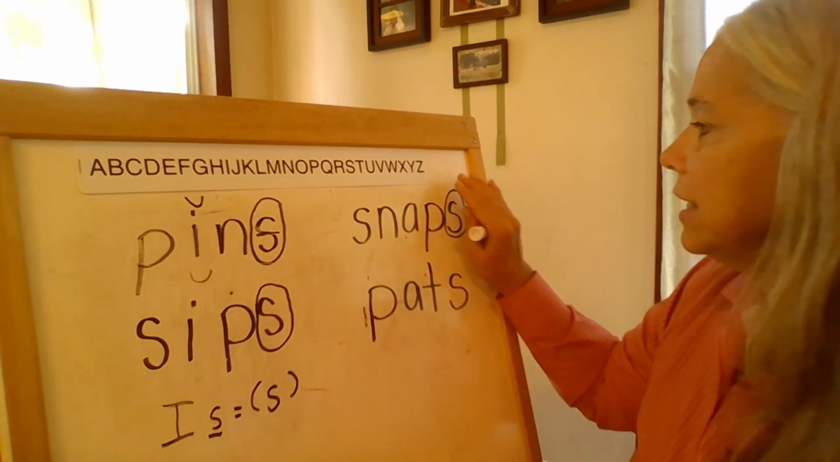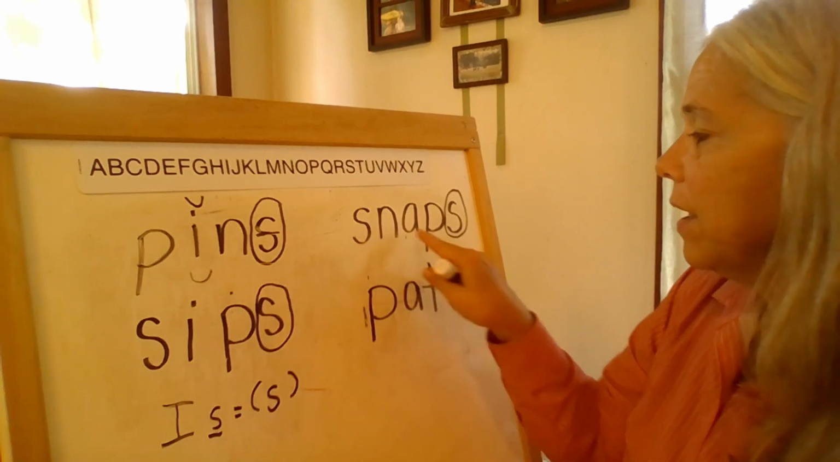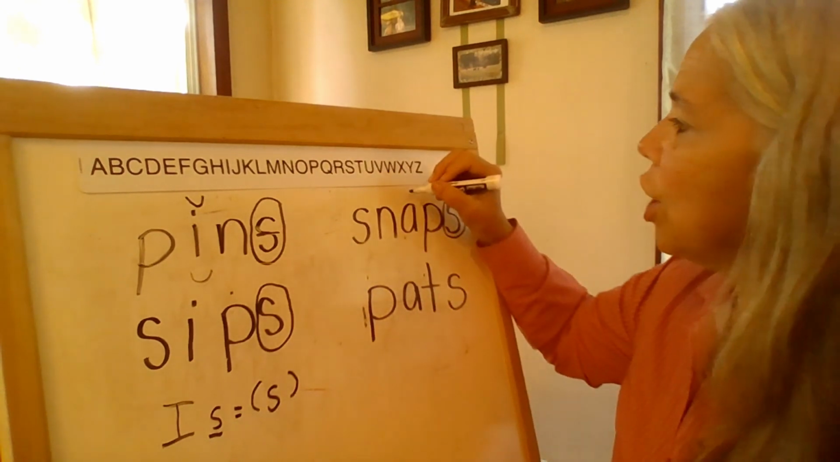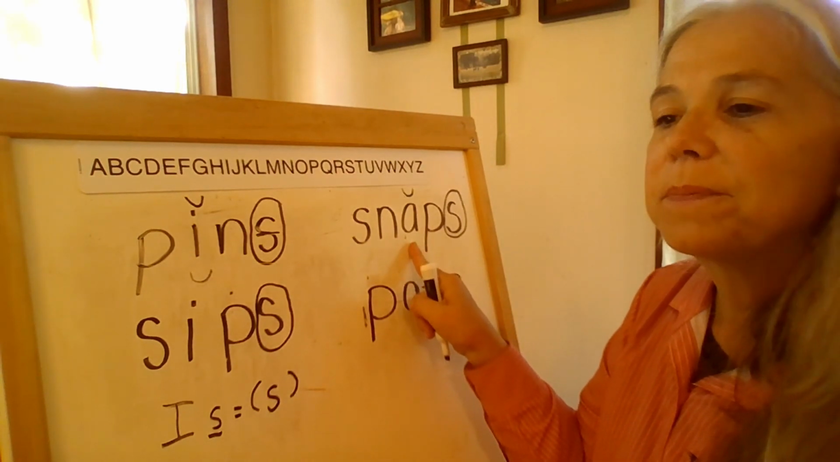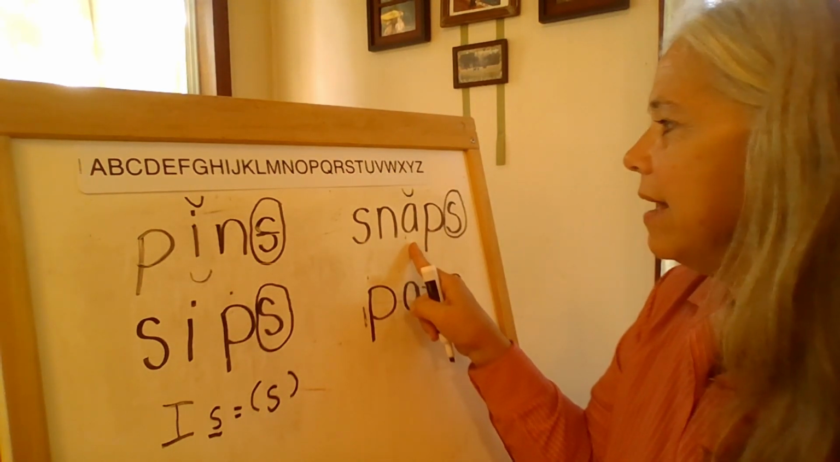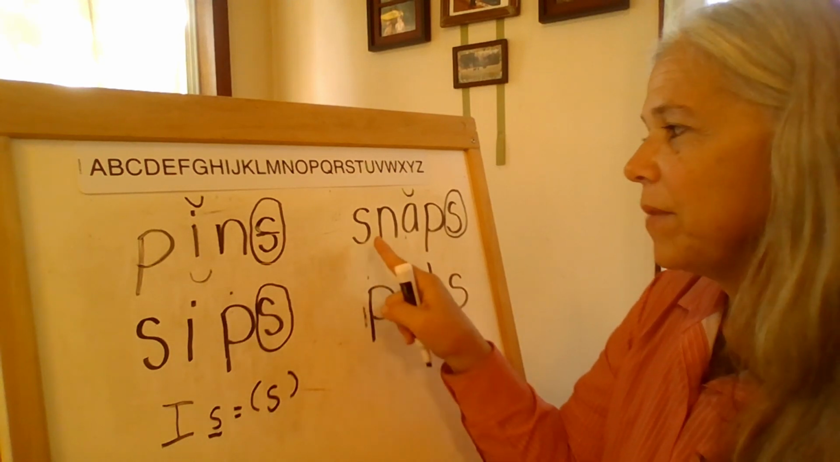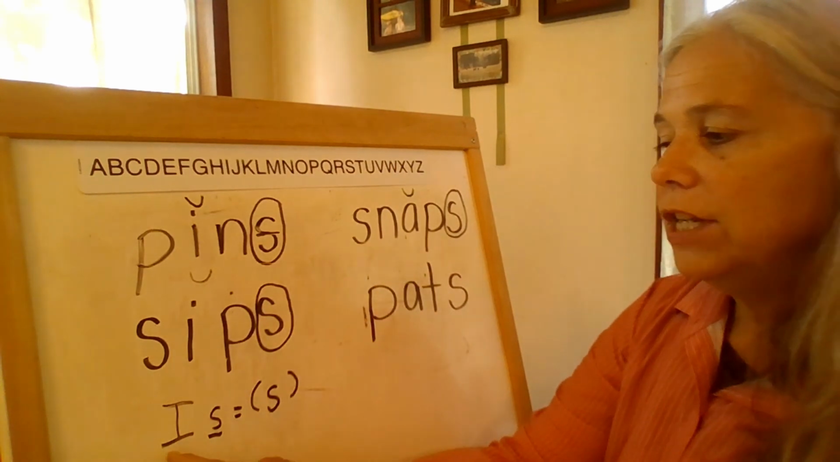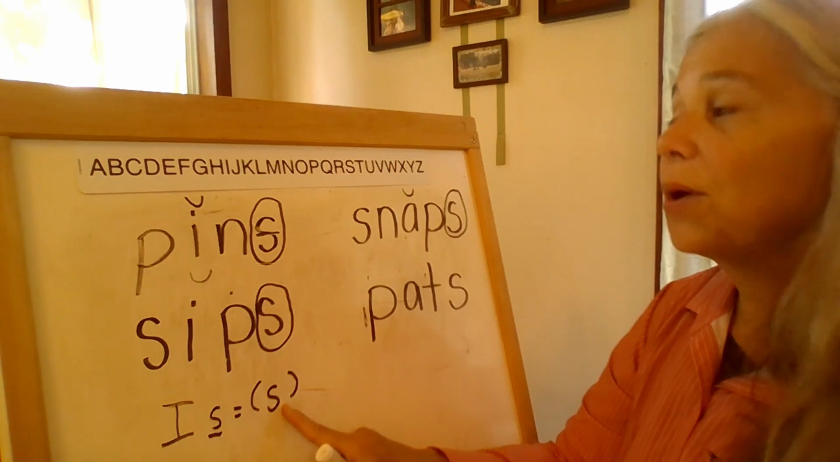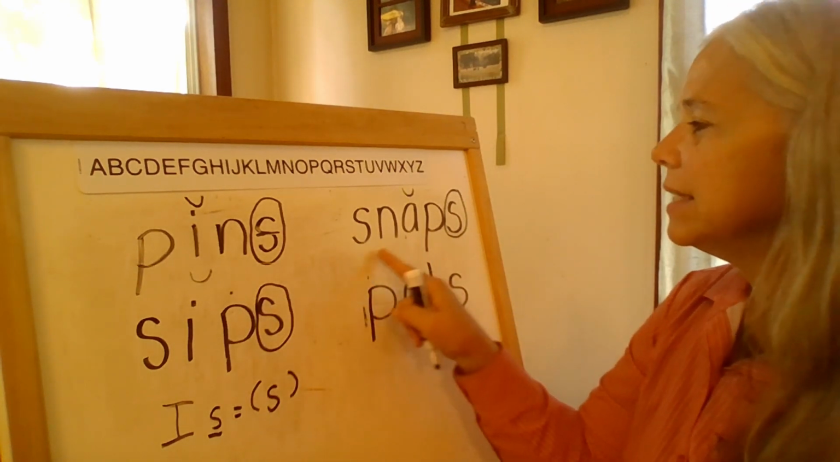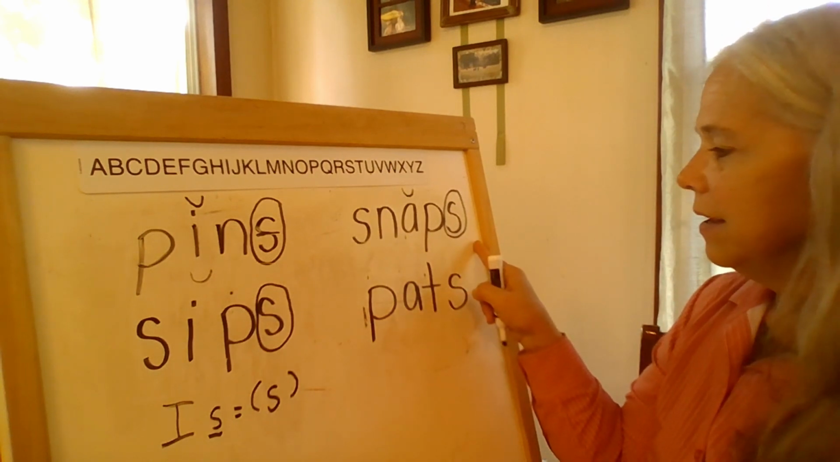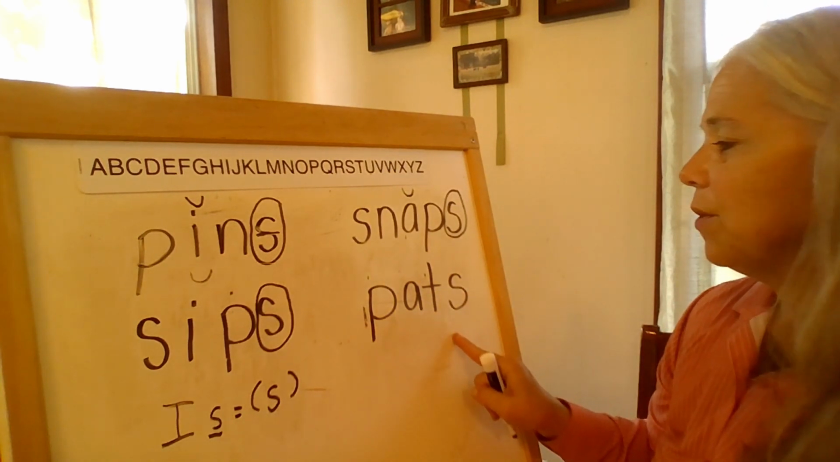S. Okay, now let's code our base word. A vowel in a closed syllable, short, code it with a breve. What is the sound of short A? Correct. A. We have another S. What is the sound of initial S? Correct. It's going to make an S sound. Let's read that word. Snaps.